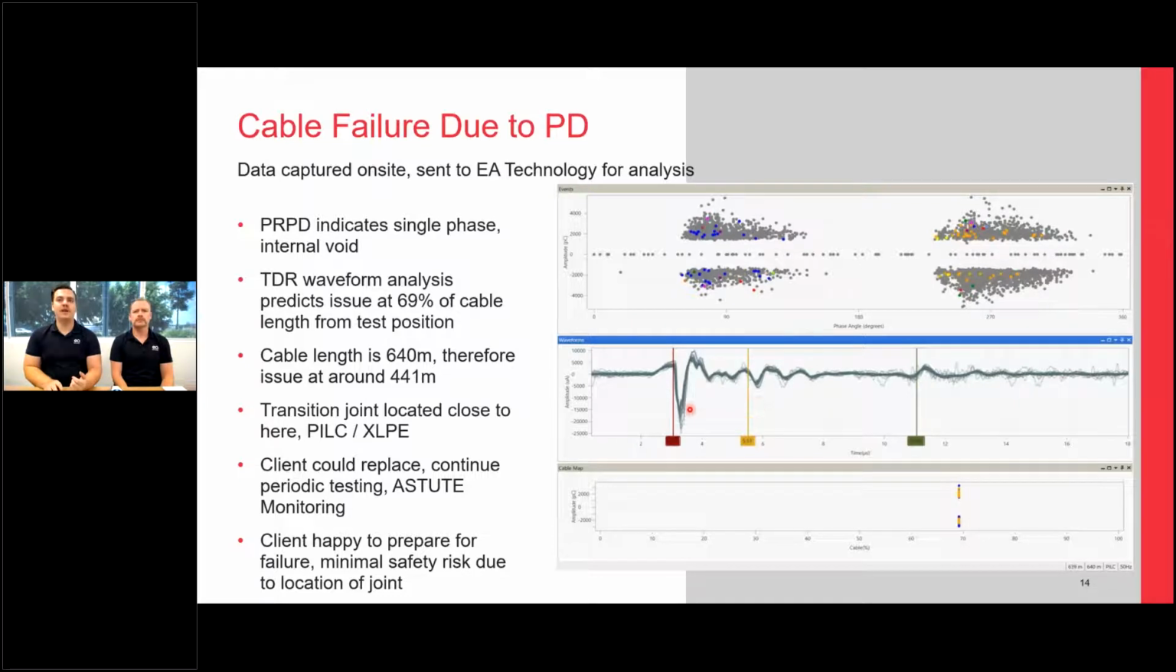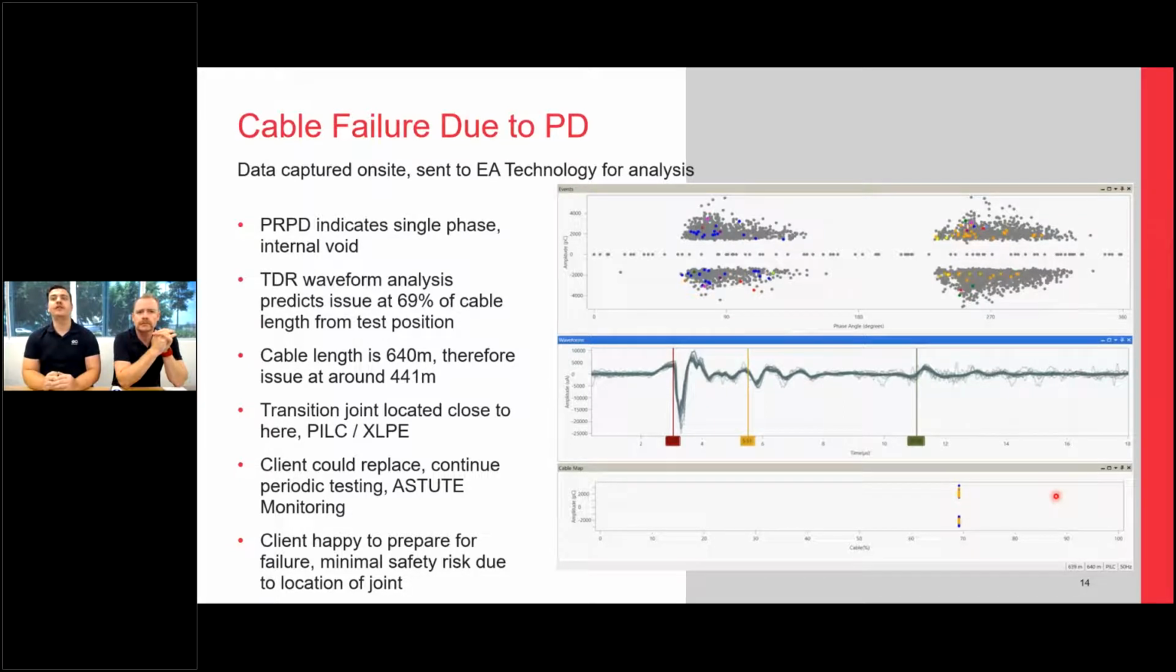By combining these three with some cable data, such as the cable type and the cable length, we're able to determine the distance that these pulses travel and determine the source of the defect. In this particular scenario, it came out to be 69% down the cable from the test end. Looking back at the cable data, this was a 640 meter cable, and we were then able to determine that 441 meters down the cable, there was an issue.